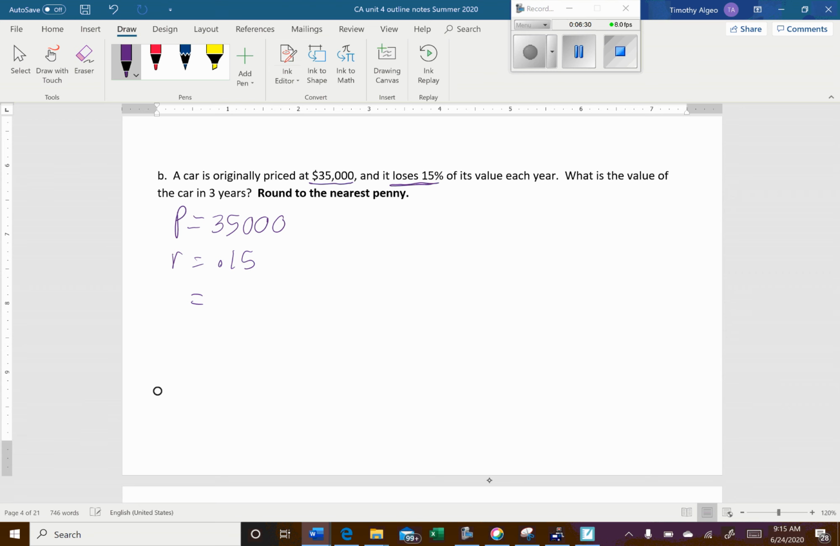So you always move it 2 decimal places. We want to know what the value of the car is in 3 years. So the only difference here is now we're going to subtract the rate from 1. So A equals 35,000, 1, and then we're losing 15%. And we're going to lose 15% for 3 years. And so we're going to figure out what the value of the car is 3 years from now.